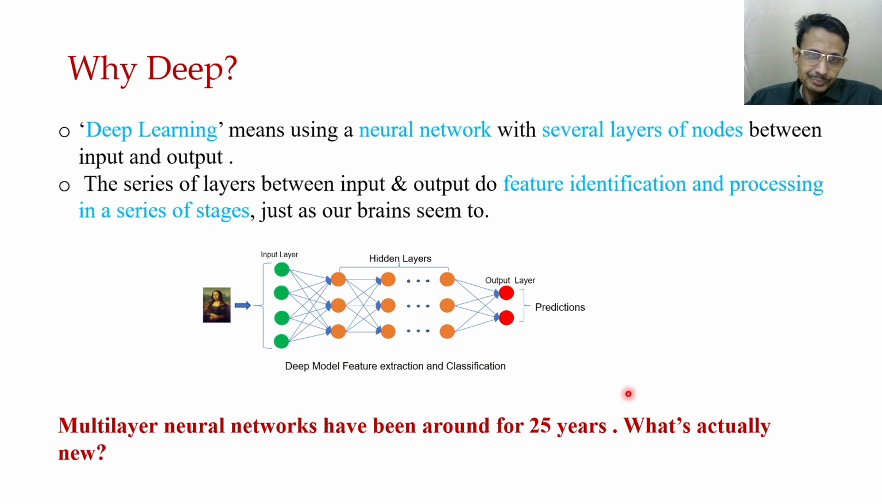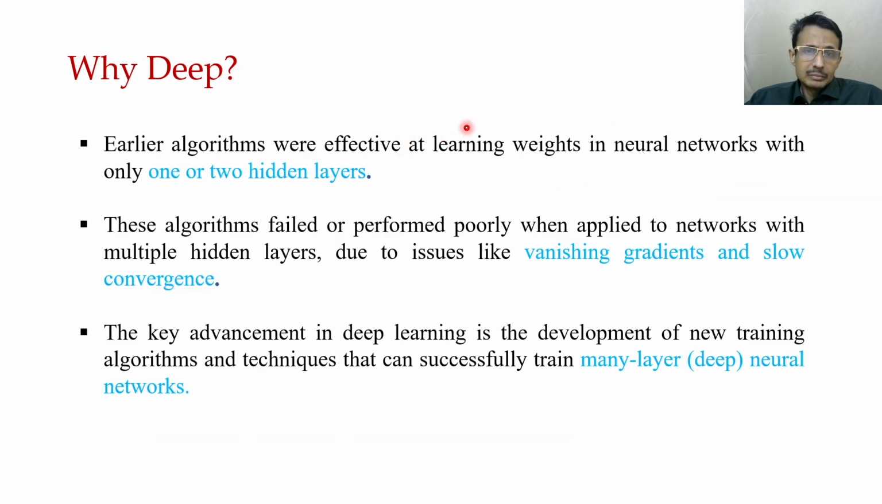Then what is new? The problem was that the algorithms to train the multilayer perceptron, where the hidden layers were 1 or 2, maximum 3, for example backpropagation, are not very suitable for deeper layers. With 10 layers, 15 layers, 20 layers, they performed very poorly.